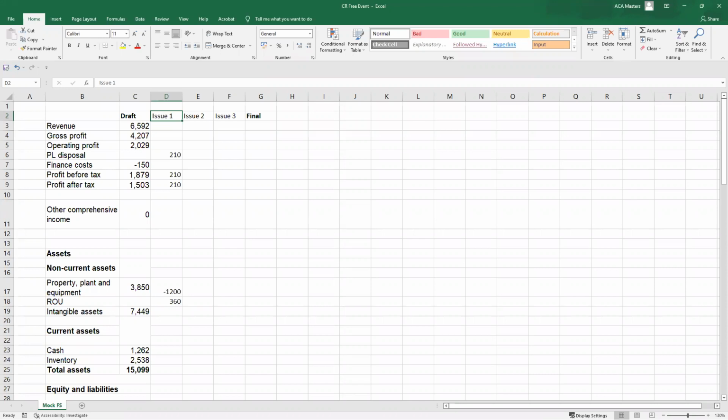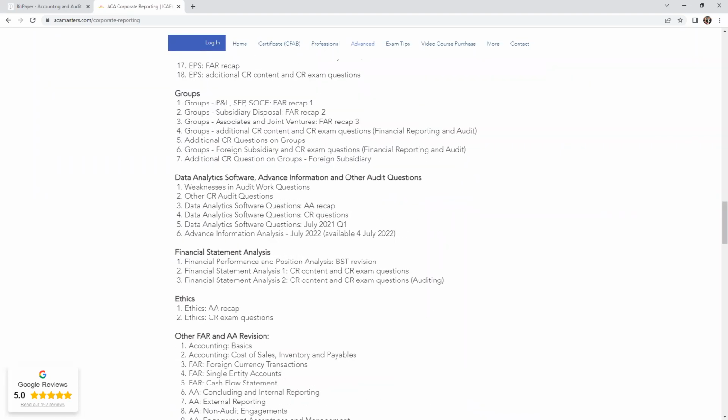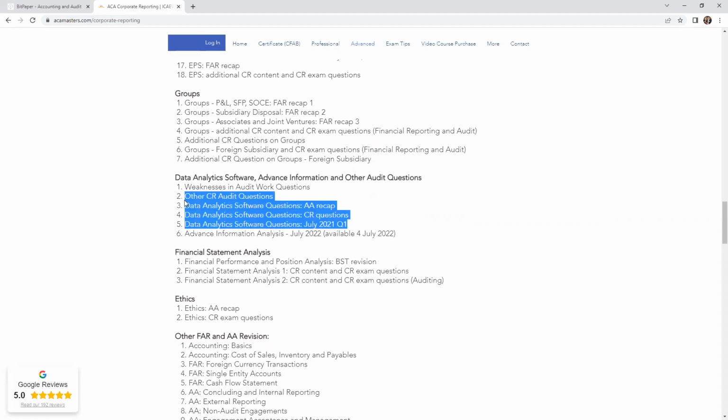Yeah, so the data analytics questions in the exams, that's covered in the data analytics software classes. So there's a whole class on those. I'm afraid I won't be able to go through all of that now, but we've got several classes on that. In this one, I worked through the July 21 exam, so I recommend that class. So the advanced information release dates are on the ICAEW website.